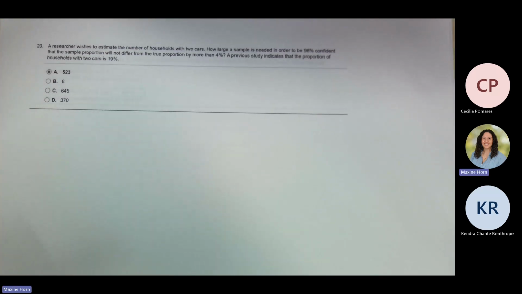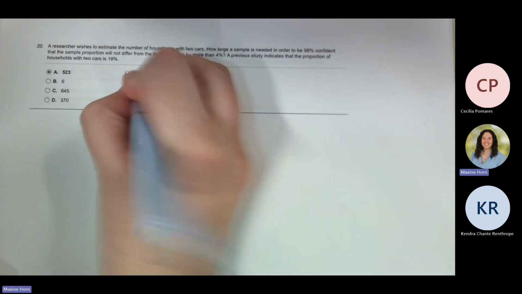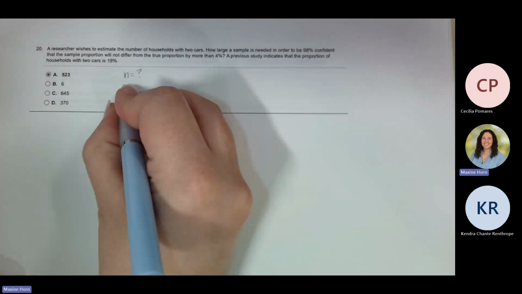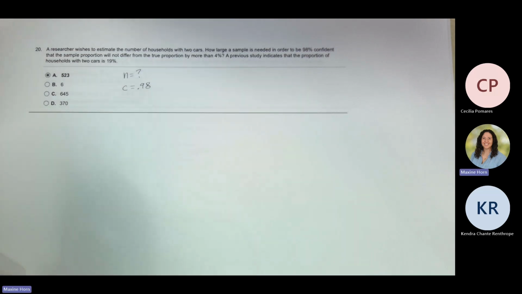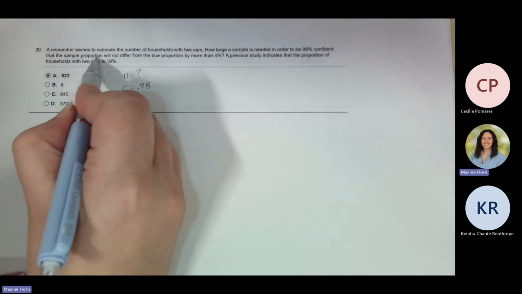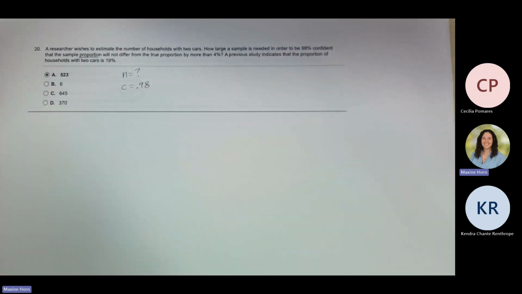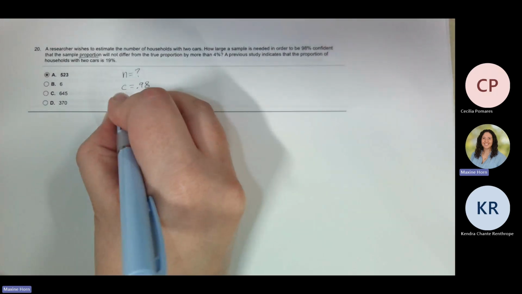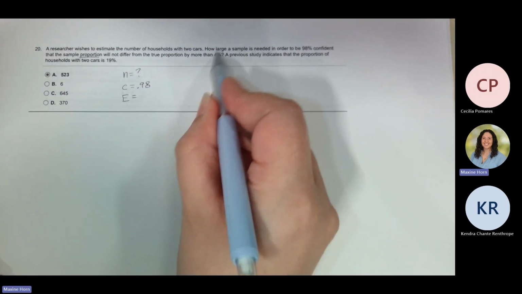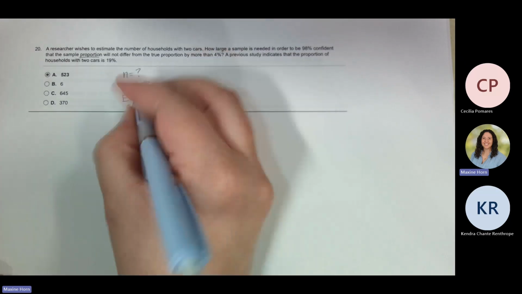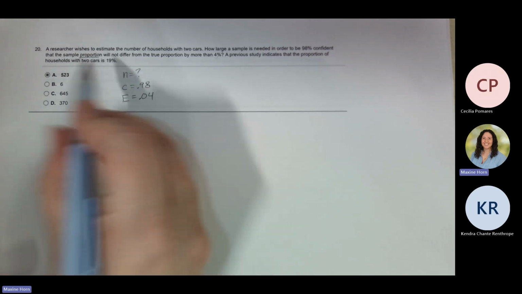All right, number 20. A researcher wishes to estimate the number of households with 2 cars. How large a sample size, again, we're saying n is what, is needed in order to be 98% confident that the sample proportion, so again, this is telling us which formula we need to use, will not differ from the true proportion by more than 4%. So that is our error, that is our E. And again, when we're talking about error, you always have to turn that 4% into the decimal. A previous study indicates that the proportion of households with 2 cars is 19%.